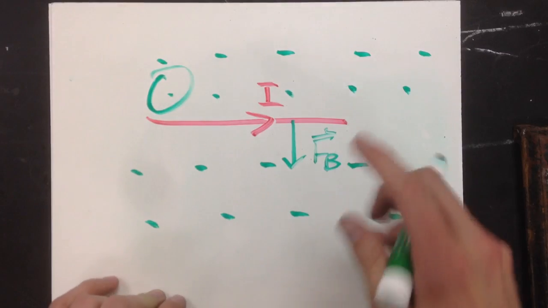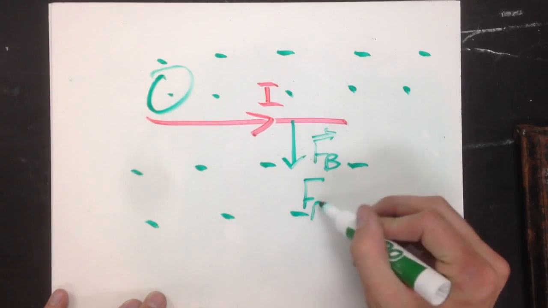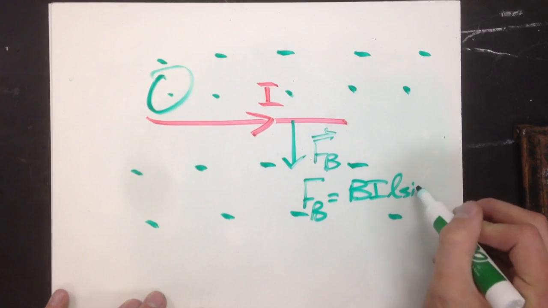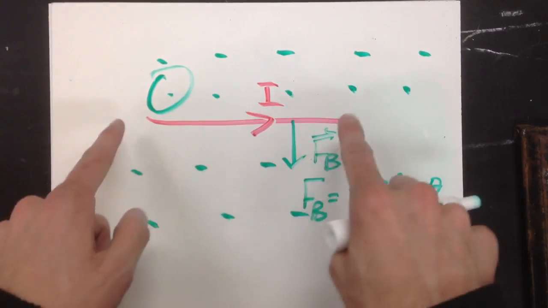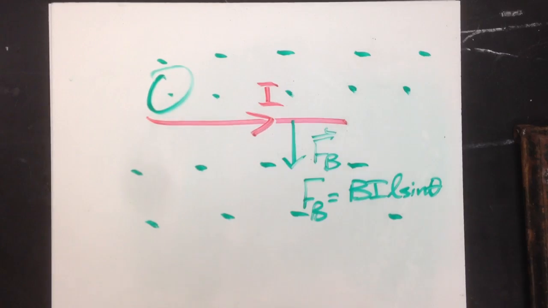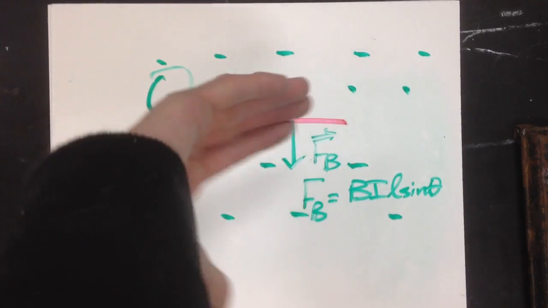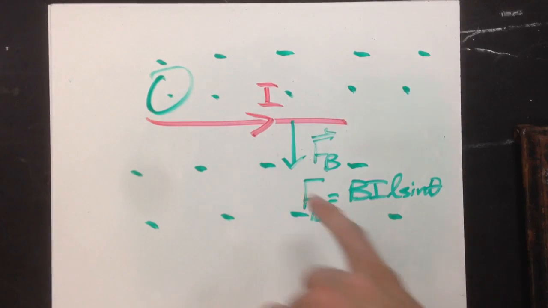Now, that's force on a current-carrying wire. And the force on a wire is given to you as BIL sine theta, where theta is now the angle between the length of the wire, which is basically the wire, and the magnetic field. In this case, again, it's 90 degrees. So that right-hand rule, fingers along the current, curl in the direction of the field, thumb is the direction of the force. That's for force on a current-carrying wire.